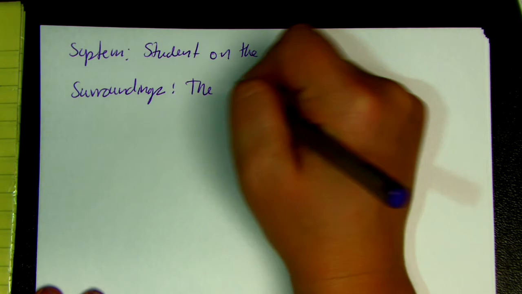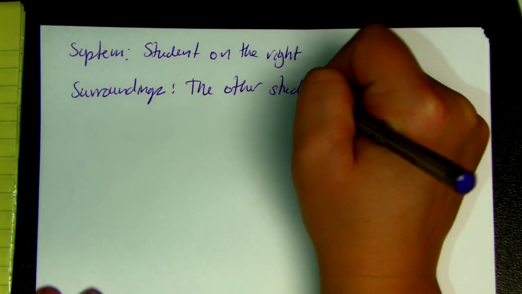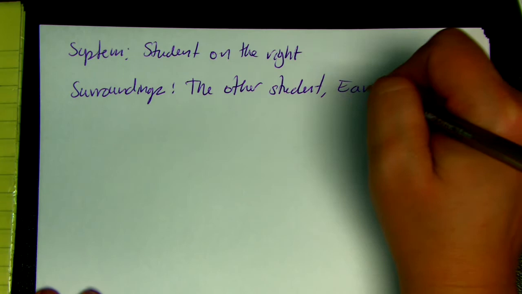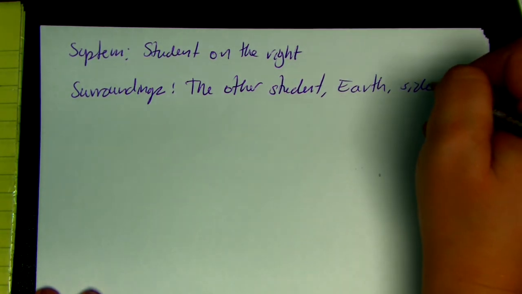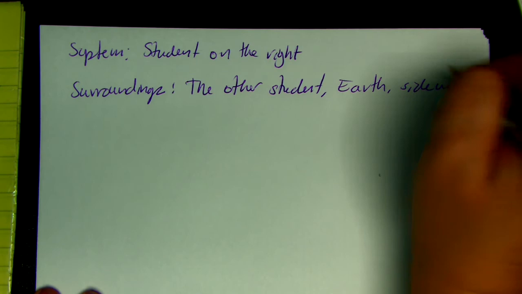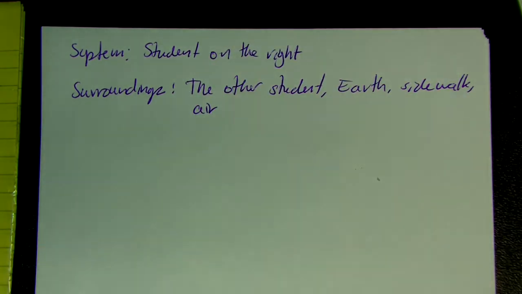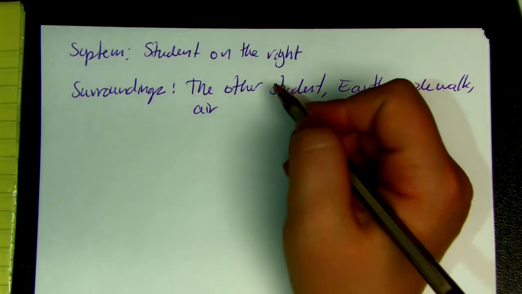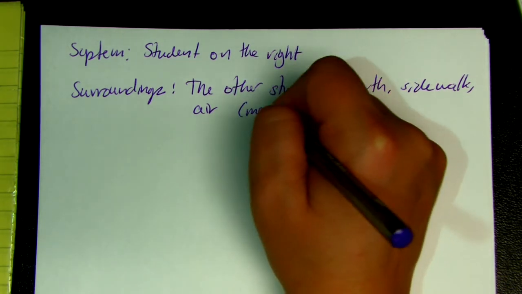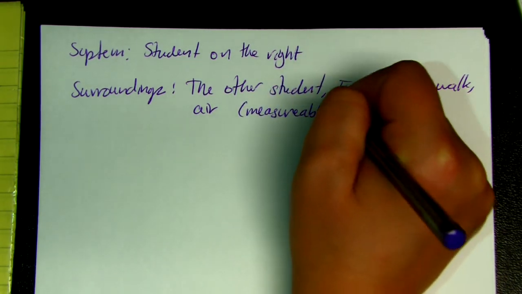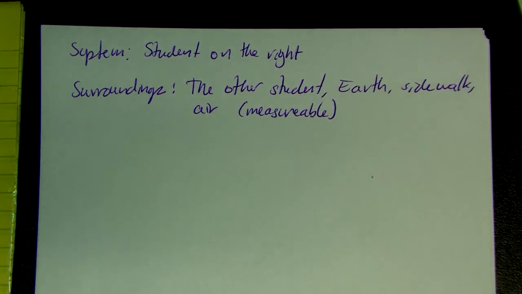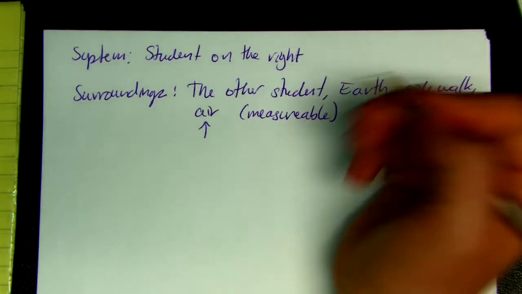So the other student, earth, sidewalk, air, etc. Now, note, when you're thinking about the surroundings, you want to think about what's measurable. There's a lot more in the surroundings than what we've listed here. So for example, technically speaking, the force of gravity from Jupiter is acting on these students. It's just that you really can't measure this, and it's not going to make any impact on what's going on. And in fact, often we will neglect things like air resistance.